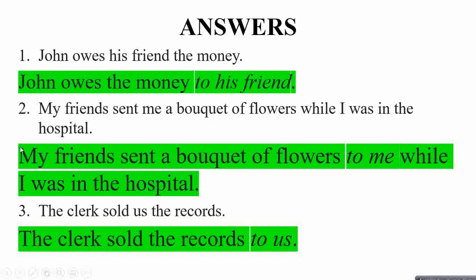Question 2. My friends sent me a bouquet of flowers while I was in the hospital. Now answer, my friends sent a bouquet of flowers to me while I was in the hospital. Question 3. The clerk sold us the records. Answer, the clerk sold the records to us. So you just bring your indirect object and have your preposition after your direct object records.